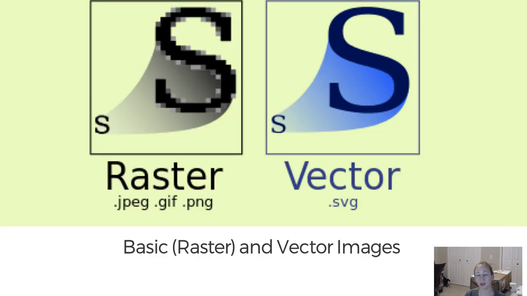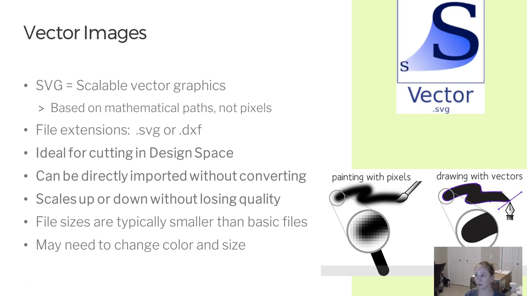The 2 image types we are going to be talking about today are those basic or raster images versus vector images. As you can kind of see from this screenshot here, the vector images do upload a little bit better. They're a little smoother, have cleaner cut lines. The raster images tend to look a little bit grainy and you have to clean them up a little bit. But we're going to talk about each more specifically.